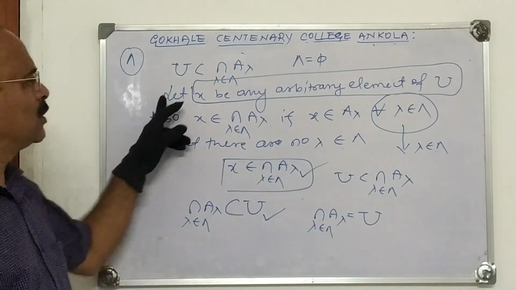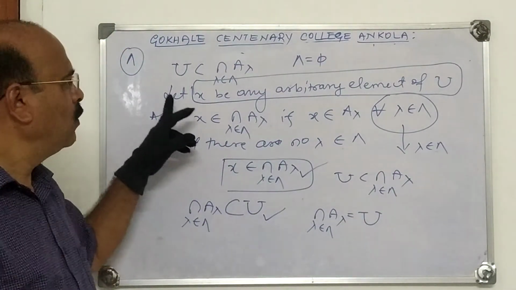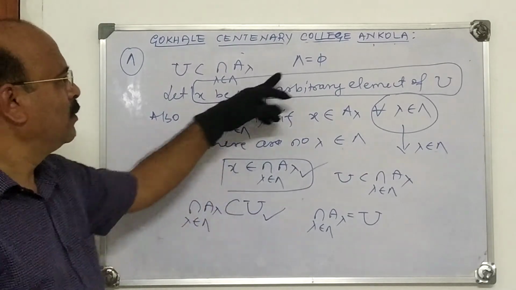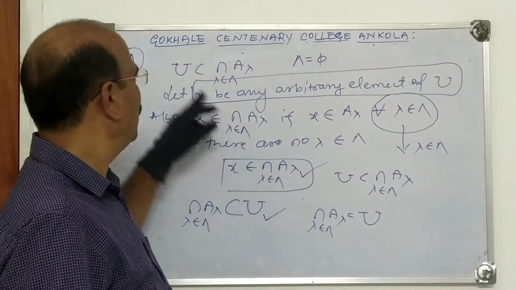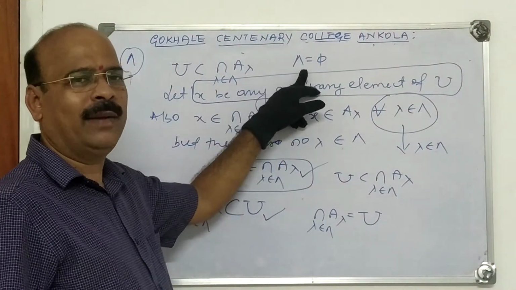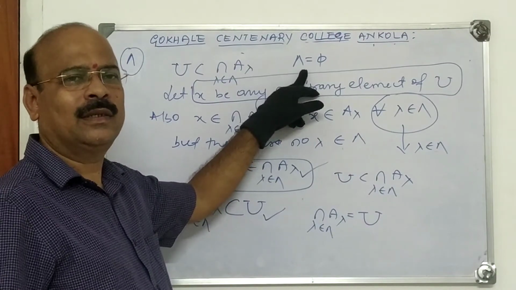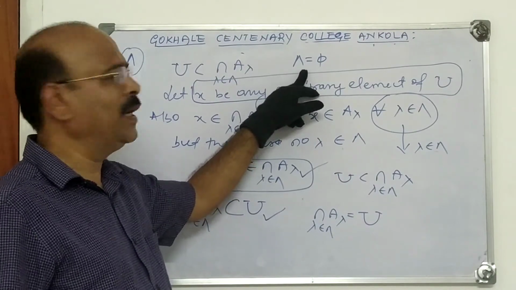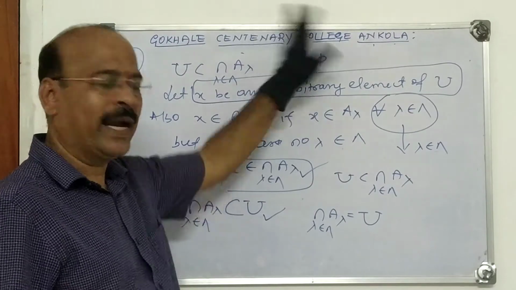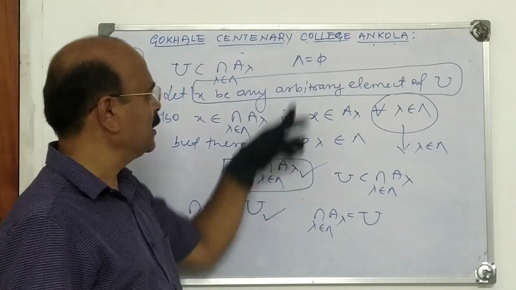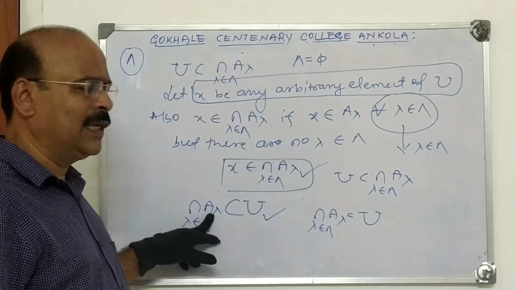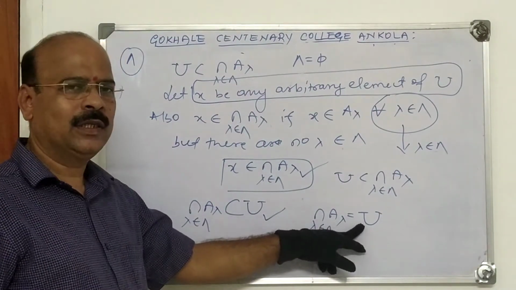So, these two results you have to remember always. What is the first result? If the index set is phi, then the union of A lambda, lambda belongs to lambda, is phi. If the index set is phi, the intersection of A lambda, lambda belongs to lambda, is U.